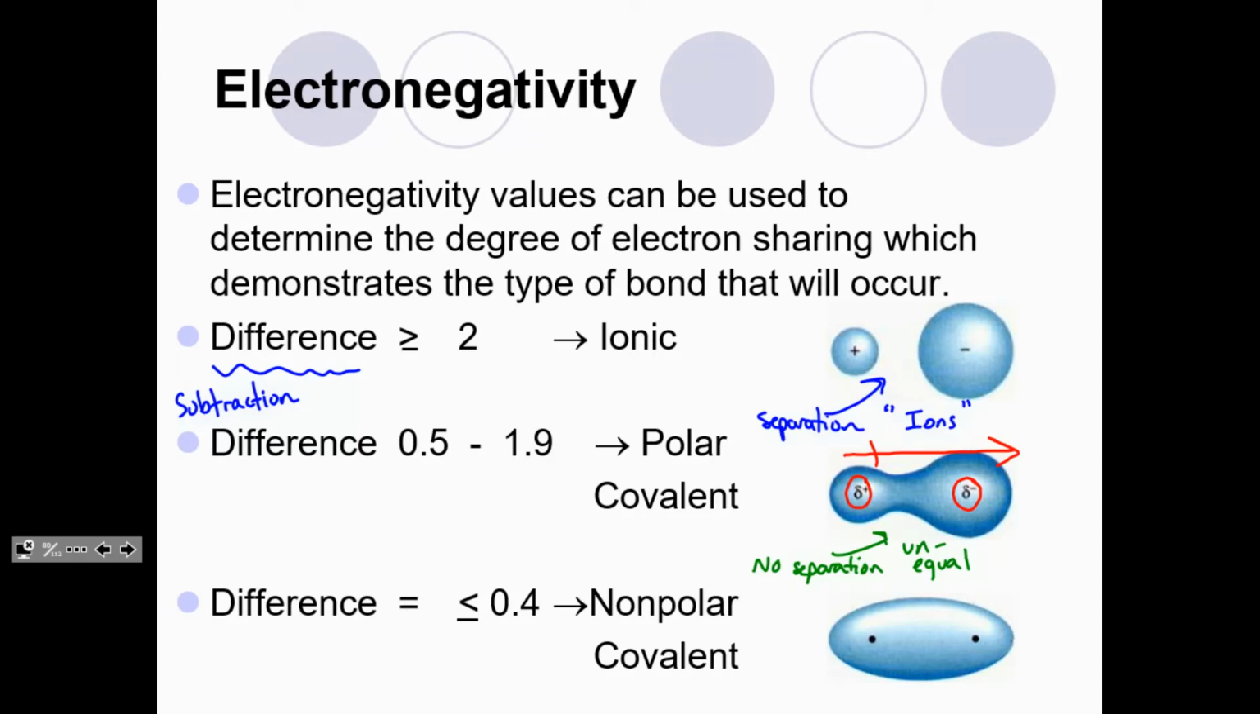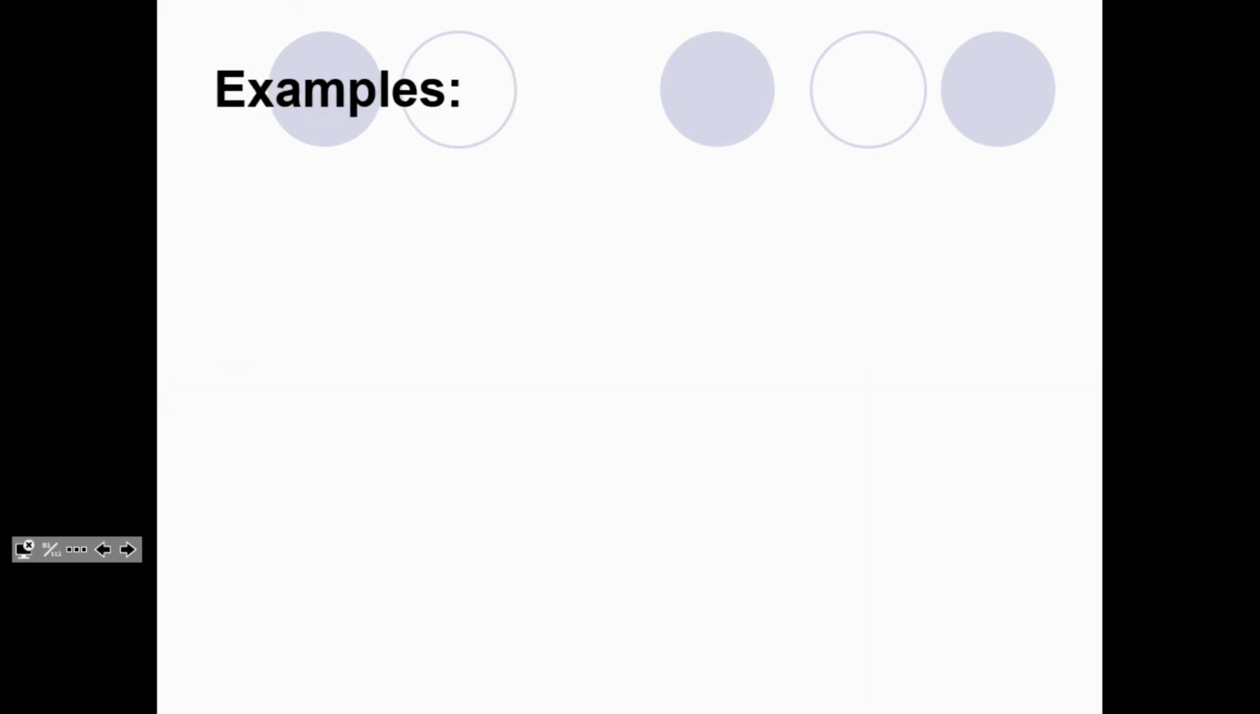And then the last part: if we have a difference in electronegativity of less than or equal to 0.4, then we have a non-polar covalent bond. There is no separation, and it is an equal sharing of electrons. We're going to do some examples, and that will be the end of this video.